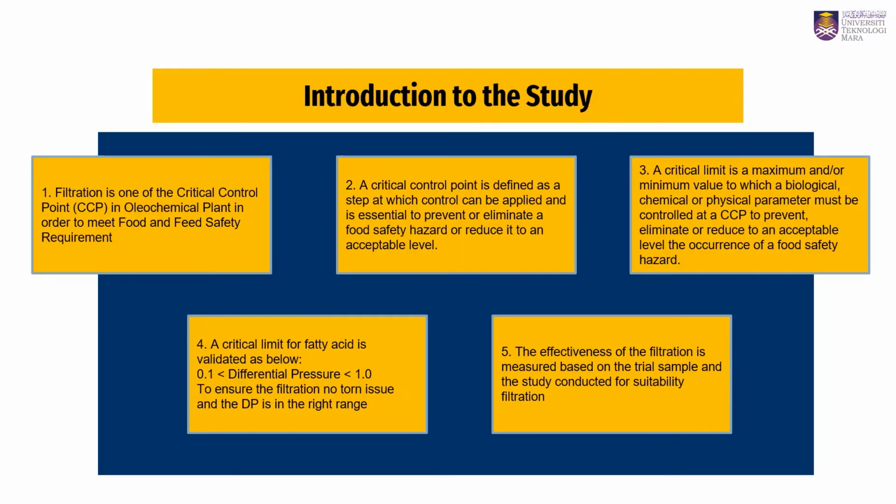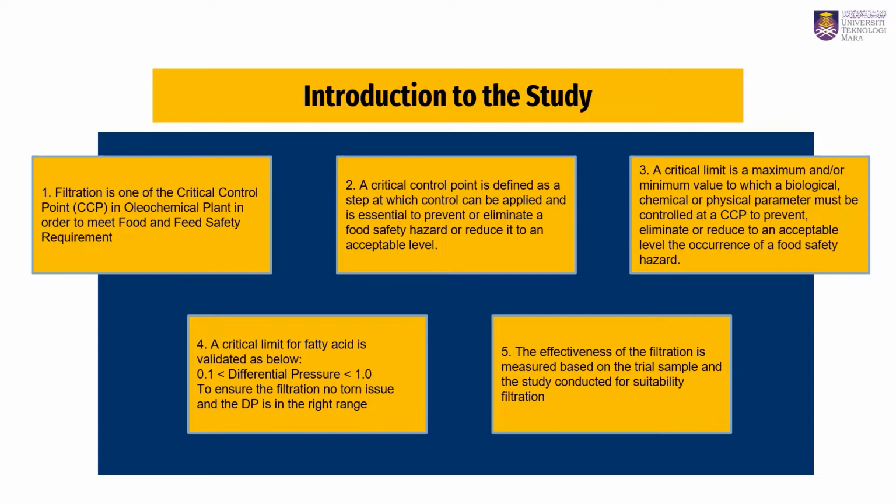For the introduction of the study, in an oleochemical plant, finished products are required to go through a critical control point, or CCP, in order to comply with food and feed safety requirements. A critical control point is defined as a step at which control can be applied and is essential to prevent or eliminate a food safety hazard or reduce it to an acceptable level.